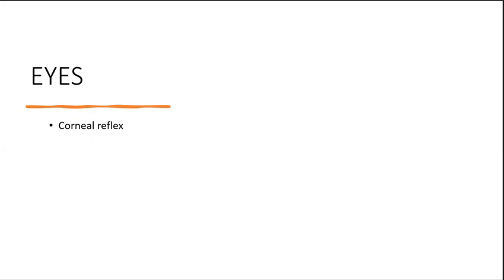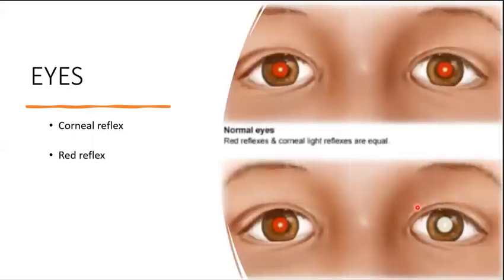You also want to assess for red reflex. So with red reflex, this is what the eyes should look like. You may notice this is usually common in pictures, that when you use a flashlight to take a picture, you would notice a glow of the pupil. So usually it should be this way.